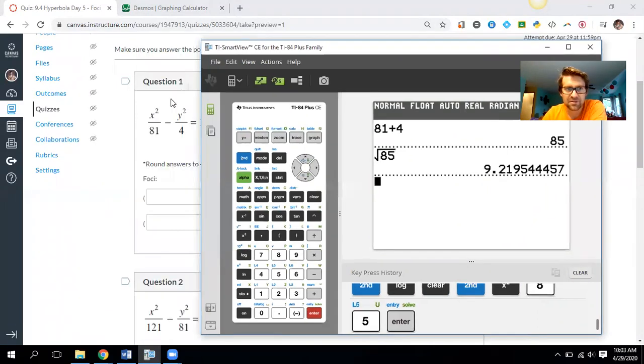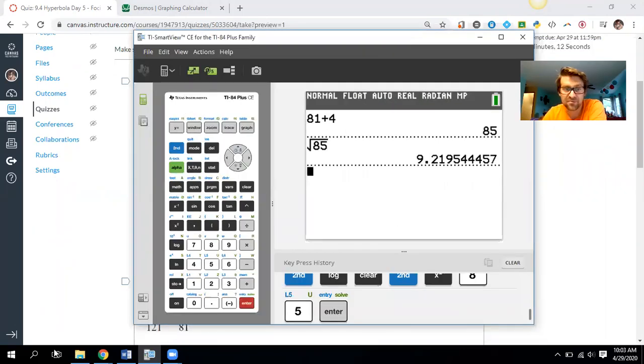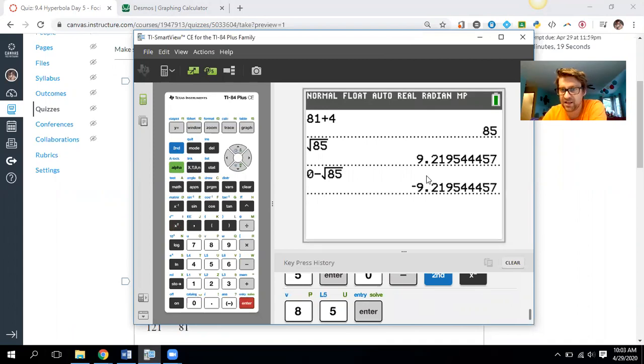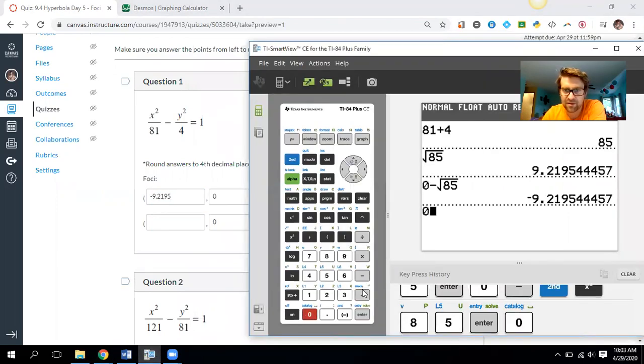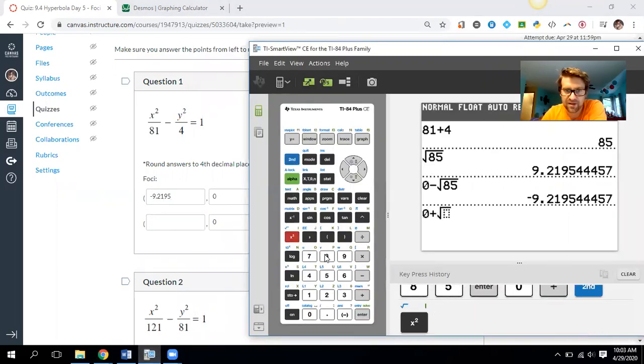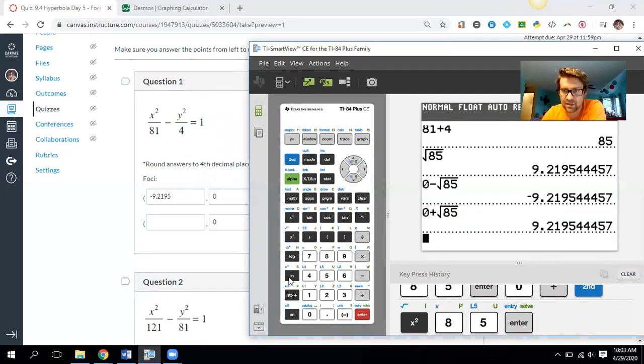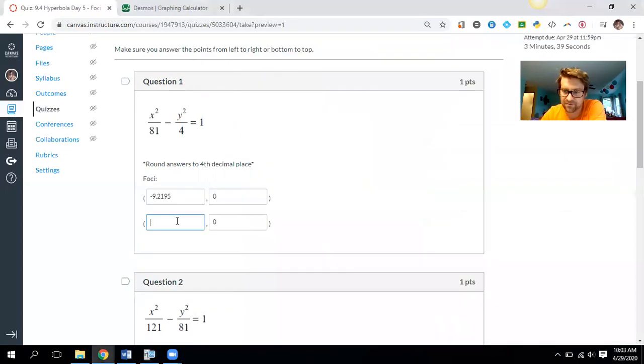What we have to do here is take our h number, which is 0, and add or subtract that. What I like to do is make the calculator do all the tough work. So 0 minus the square root of 85, which is going to be negative 9.2195. And then do the exact same thing, but plus, so 0 plus the square root of 85, which is 9.2195.